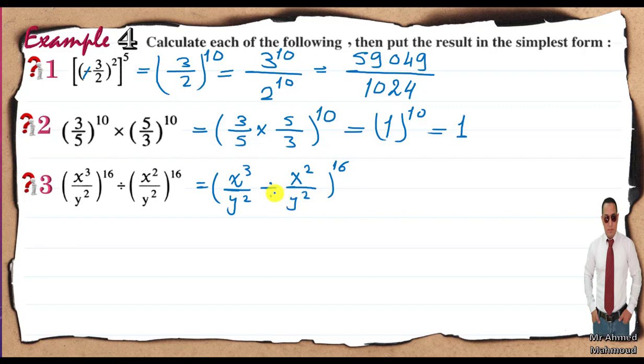As I taught you in the first lesson, when we have division, I'm going to switch this fraction like this. I'm going to write x power of 3 over y power of 2 without change, times, I'm going to switch this fraction, y power of 2 up and x power of 2 down, all to the power of 16. Now it's easy to simplify. I have y power of 2 over y power of 2 cancelled, equal 1, and x power of 3 divided by x power of 2 equals x.